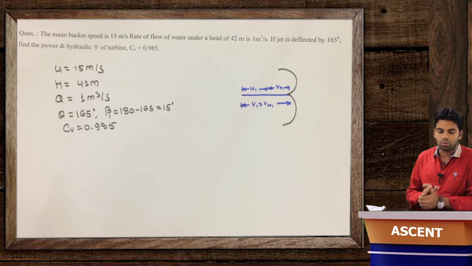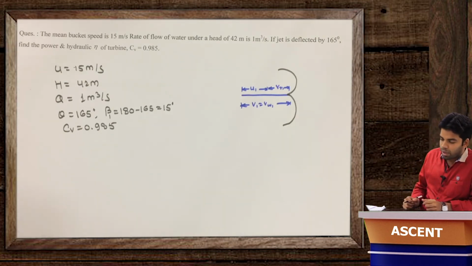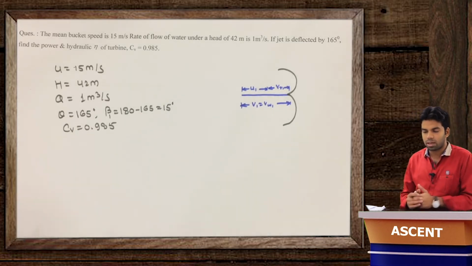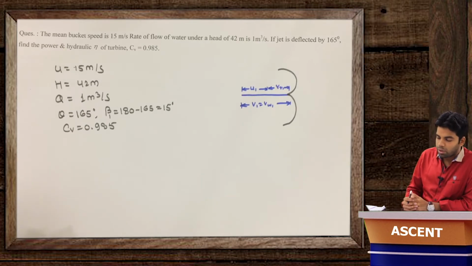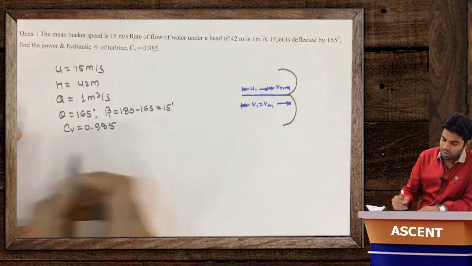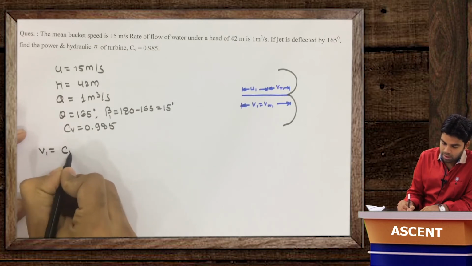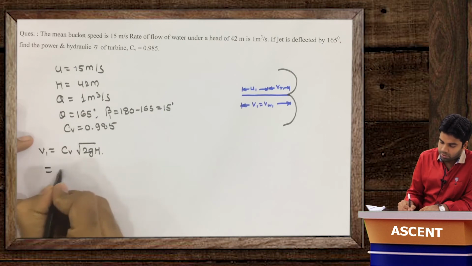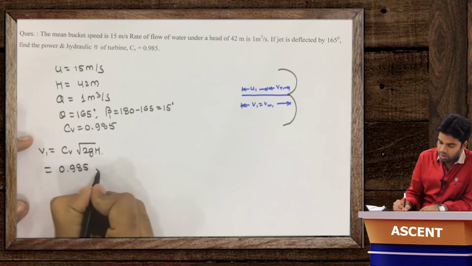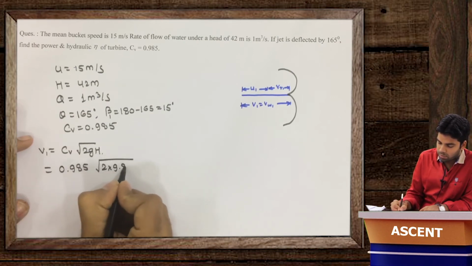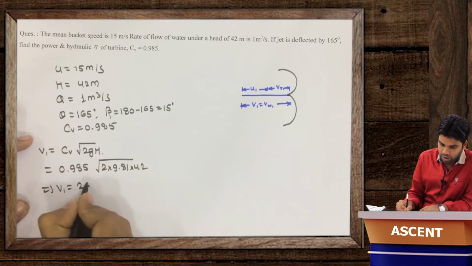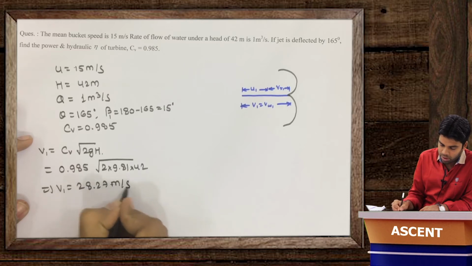So for that we will have to determine this Vr2, and for that we will first have to determine Vr1, because obviously nothing is mentioned about k, so this Vr1 will be equal to Vr2. So how can we determine this Vr1? For that first we will determine V1. V1 is Cv root 2gh. Now this Cv is 0.985 under root of 2gh, h is given as 42 meter. So from here this V1 will be equal to 28.27 meter per second.